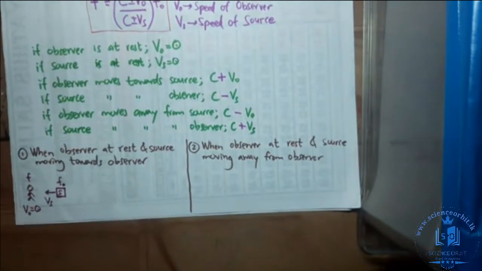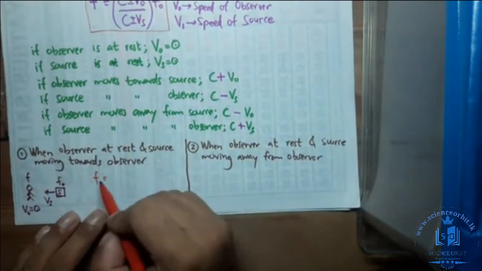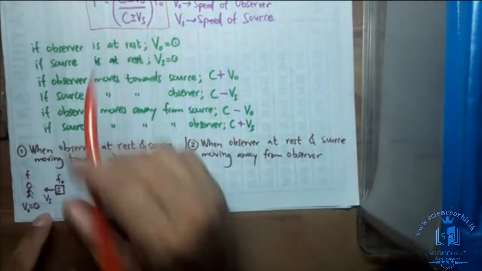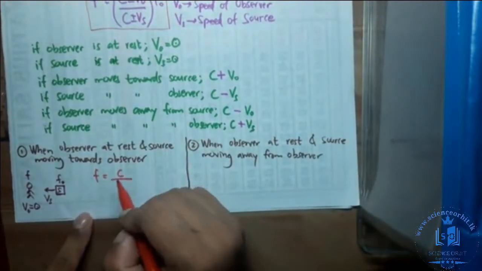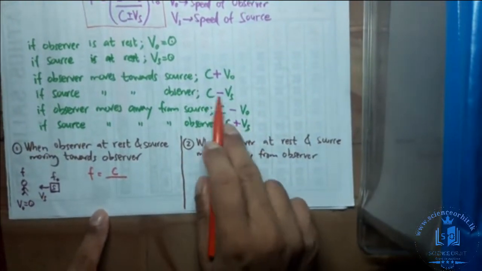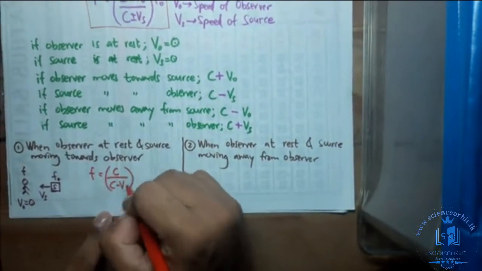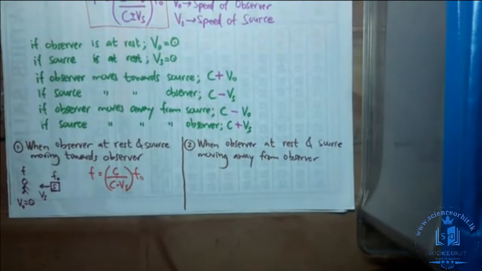At that time, the equation for F is going to be this. So F is going to be equal to, VO is 0, so only C will be there at top. Source is moving towards the observer, so it's going to be C minus Vs at the bottom, multiplied by F0. This is going to be the equation. All right. And how about the other one?